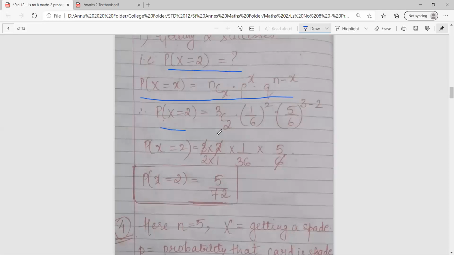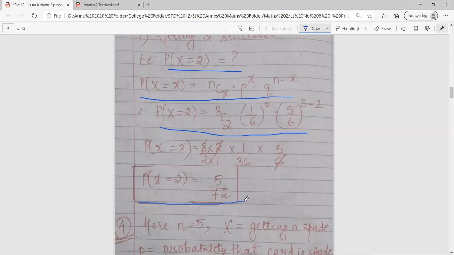On putting all the values, I'll get the solution as 3C2 into 1 upon 6 the whole square into 5 upon 6 the whole raised to 3 minus 2. 3C2 means 2 numbers in the numerator in reverse order, so 3 into 2 upon 2 into 1. 1 upon 6 squared gives you 1 upon 36. And 5 upon 6 will remain 5 upon 6, as 3 minus 2 is 1. On cancelling, you get the answer as 5 upon 72.